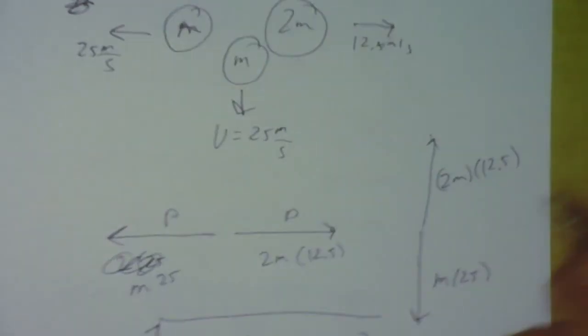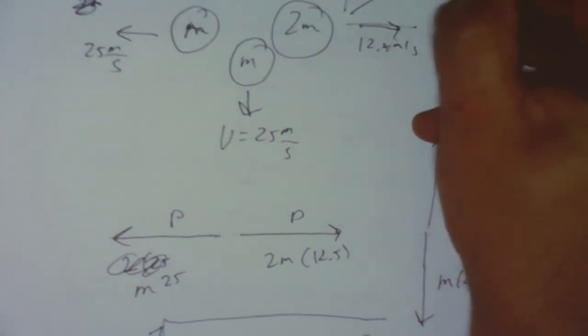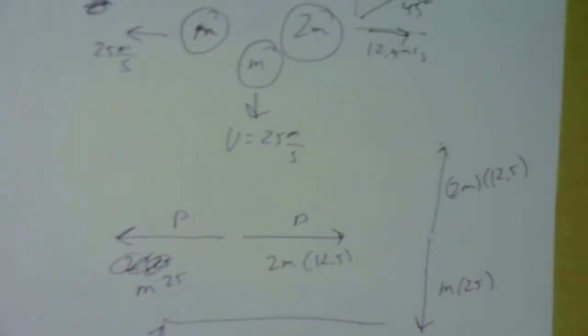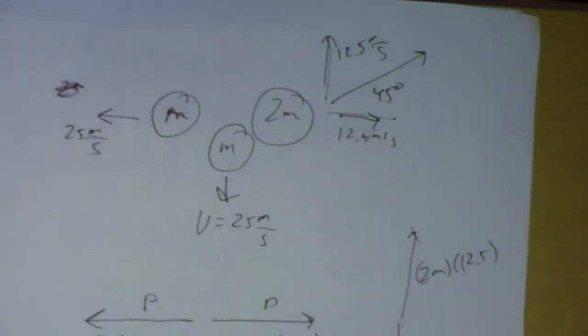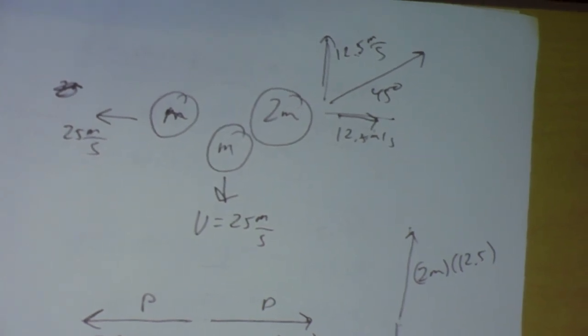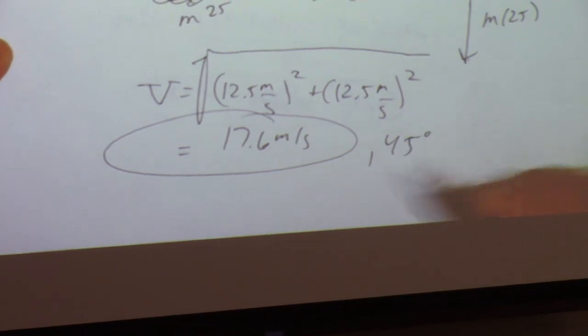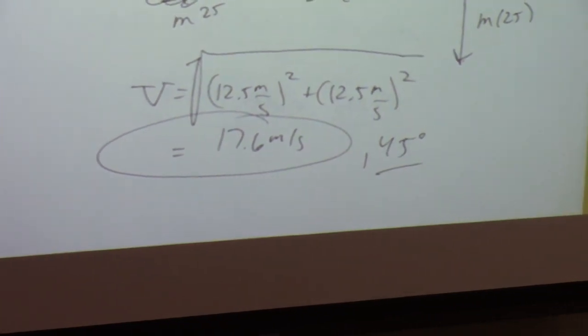And then this angle's got to be 45 degrees, right? If this side's 12.5 and this side's 12.5, that only happens if this is 45 degrees. So the first part is about 17.6. The second part says, what's the direction? And we came up with 45 degrees. So this is the overall velocity, and then at 45 degrees. Okay? Very good.